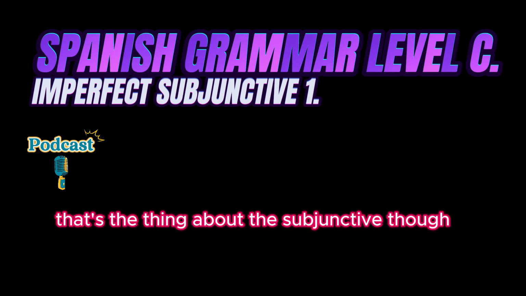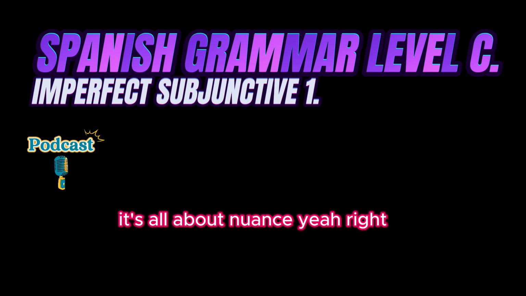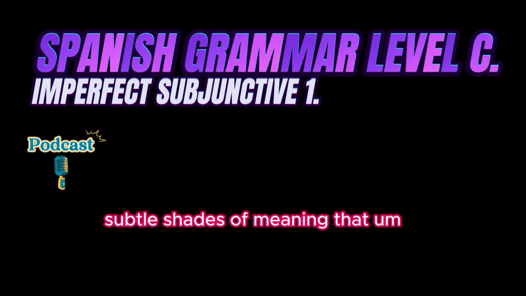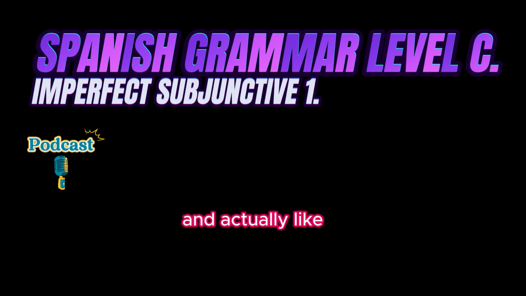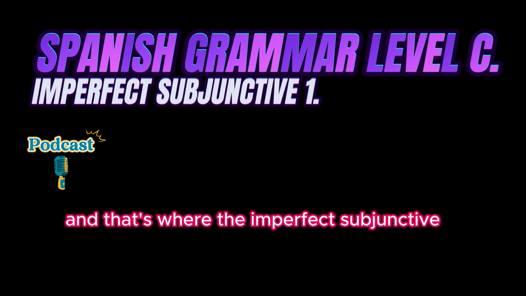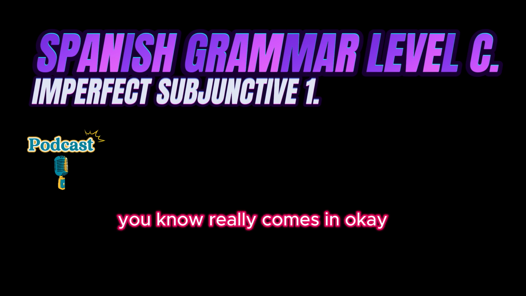That's the thing about the subjunctive, though. It's all about nuance, about capturing those subtle shades of meaning that native speakers use all the time. It's like the difference between just speaking Spanish and actually sounding Spanish. Exactly. And that's where the imperfect subjunctive really comes in.